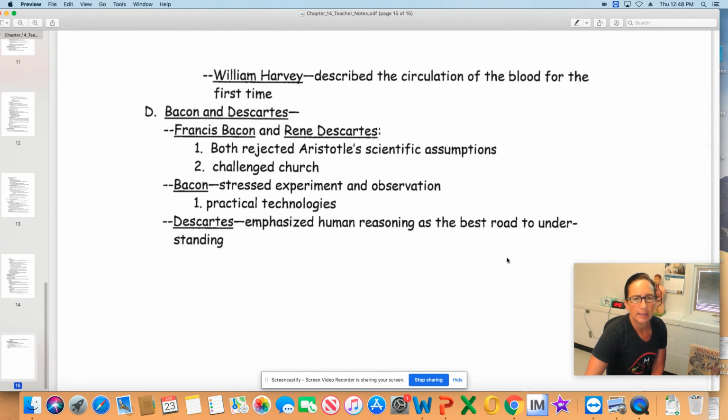And then Bacon and Descartes, both are going to reject Aristotle's scientific assumptions. They're going to challenge the church. You're just going to start seeing science contradicting early beliefs of the church. Bacon stressed experiment and observation. Descartes is going to emphasize human reasoning as the best road to understanding.